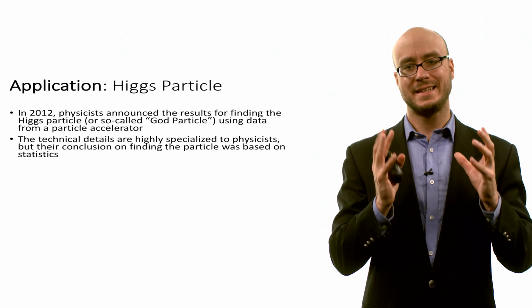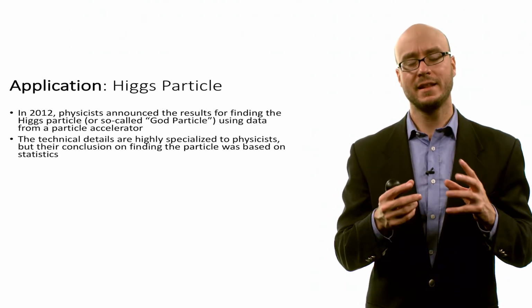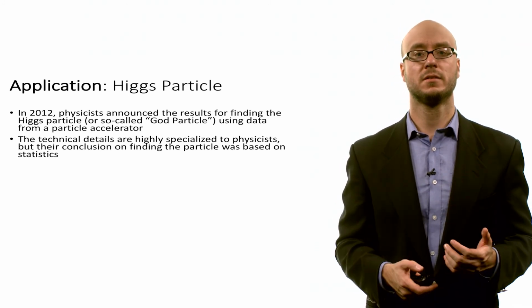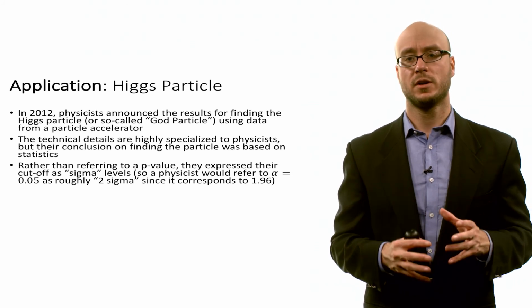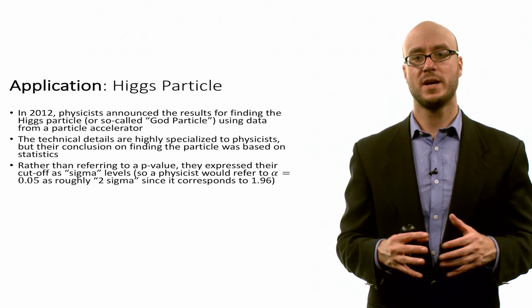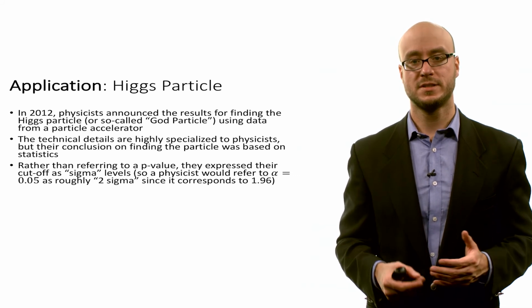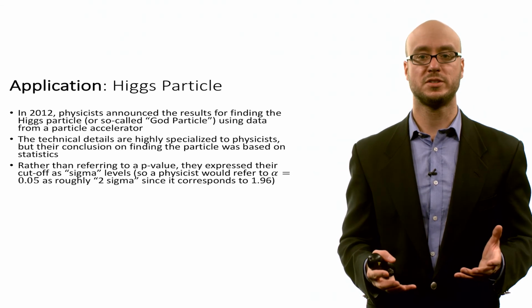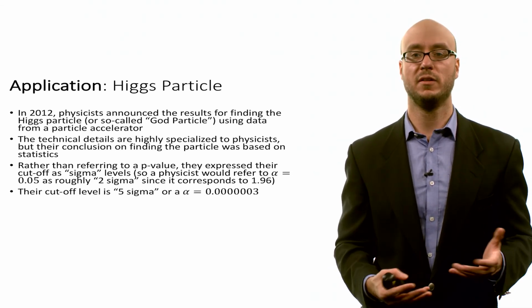Now, the technical details are highly specialized to physicists, but even at this point, their conclusion on finding the particle is based on statistical inferences, right? Just the basics of it. Rather than referring to a p-value, they expressed their cutoff in terms of sigma levels. So instead of an alpha of 0.05, which you might call 2 sigma, they used this cutoff level of 5 sigma.